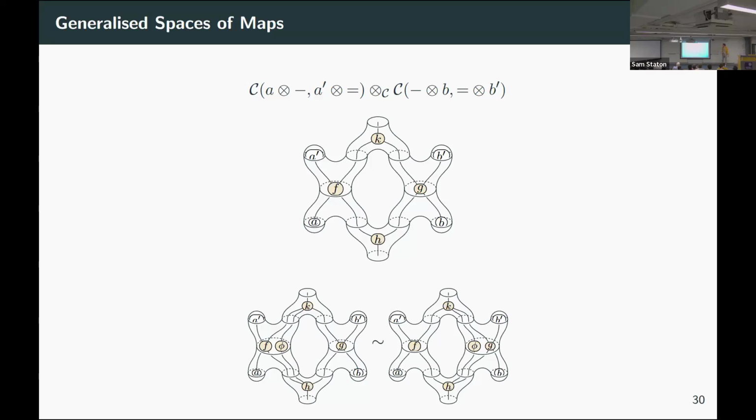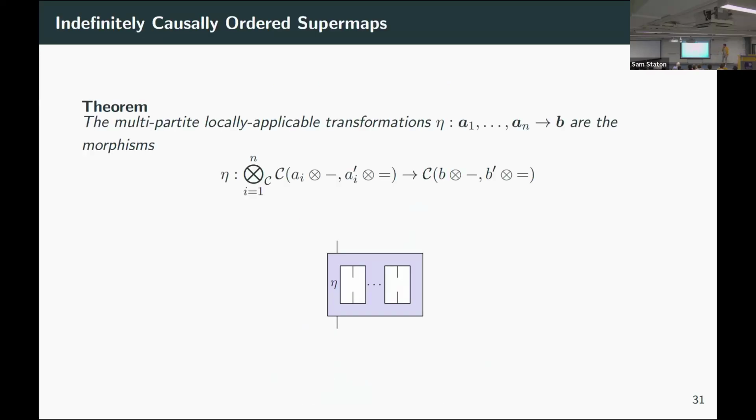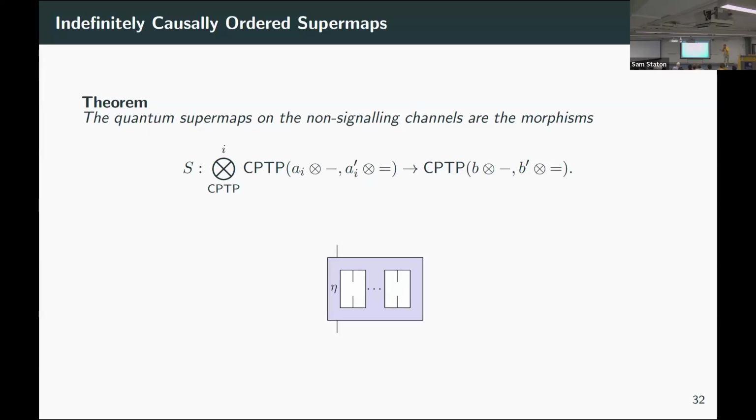And now with these tensor products, what we can show is that this definition of a locally applicable transformation on the multi-partite boxes can all be compressed down into this tensor product. This really does represent these morphisms. So this gives us a nice way of accessing these more general locally applicable transformations all within the same category just by this tensor. And as a good sanity check, if you apply this to completely positive trace preserving maps, so quantum channels, you recover exactly the quantum supermaps in the way that normal quantum people would define them.